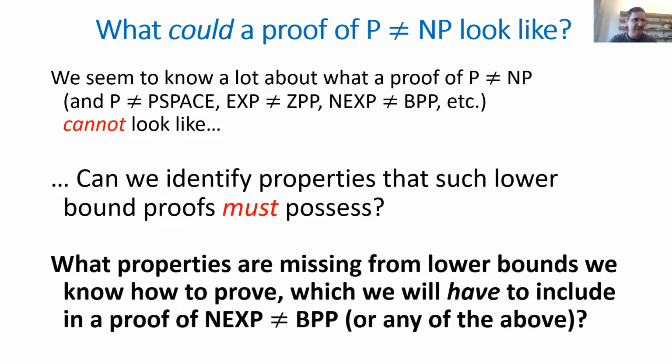Another way of thinking about it is we know how to prove a bunch of lower bounds. Okay, there are evidently lower bounds proved in this conference. There are a lot of lower bounds we know how to prove. So there's a gap, right? So the question is, what properties are missing from lower bounds we know how to prove, which we're going to have to include in a proof of a result like EXP different from BPP or any of the other above separation problems? What are the missing ingredients in our lower bound toolkit?